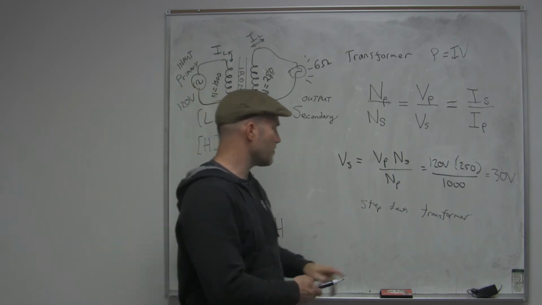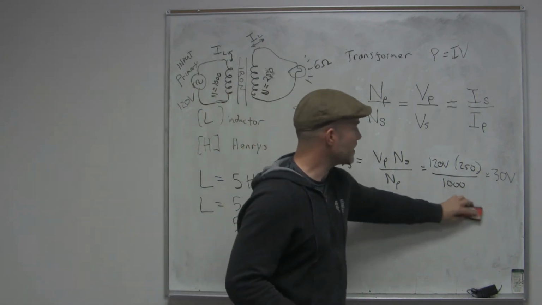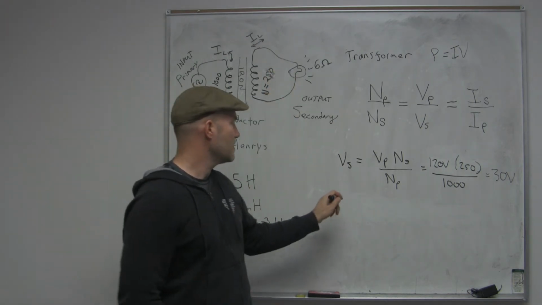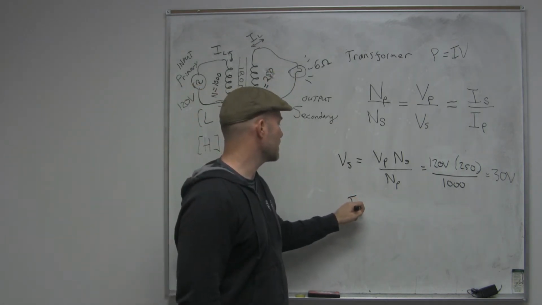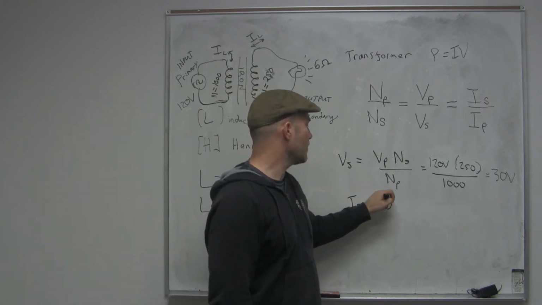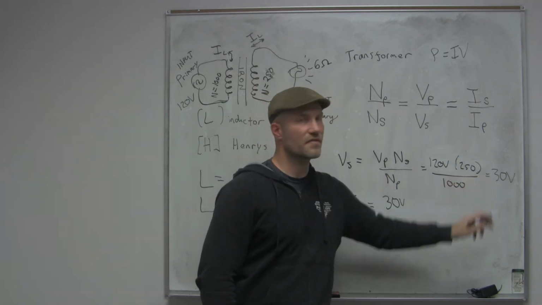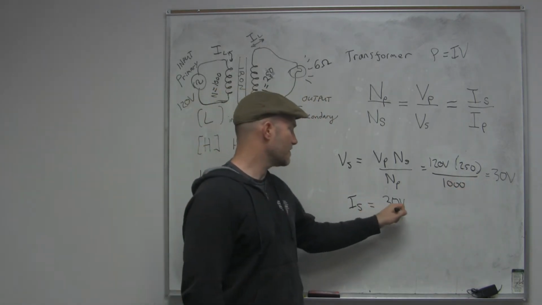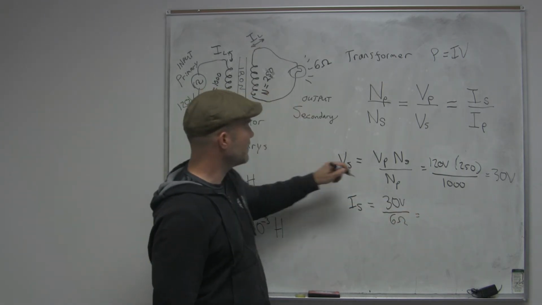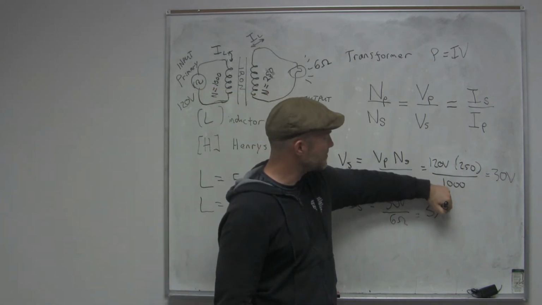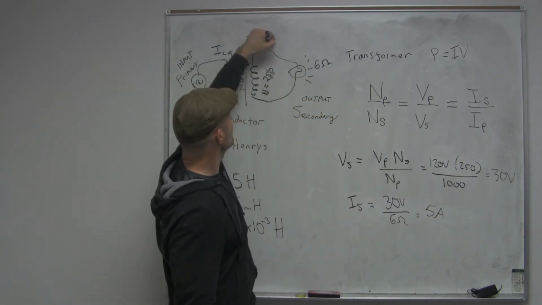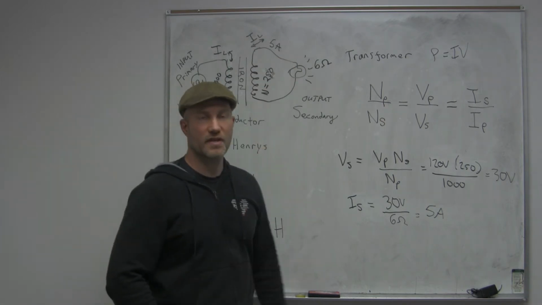So what was the current in the secondary? Well, I can calculate that because I know the load is 6 ohms. So I'm going to say the current in the secondary is equal to 30 volts, which is the voltage of the secondary, divided by 6 ohms, which is the light bulb, and that gives me 5 amps. So 5 amps is flowing through there.